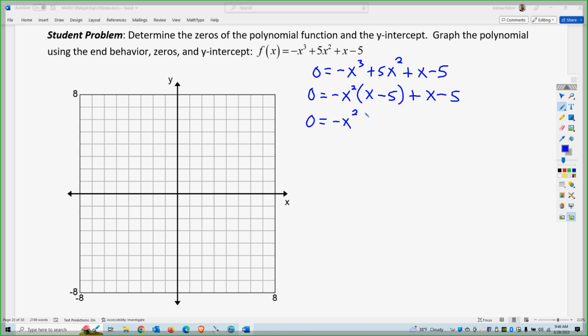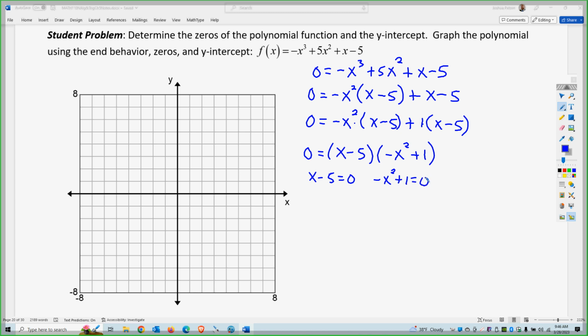So what I also notice is I can take out just a common 1 out of the second two, because you always want to put them into groups and see what they have in common. If they're prime, like the last one, they just have 1 in common. So they have an x minus 5 binomial in common between the two groups. So I'm going to factor out an x minus 5. So I'm going to be left with negative x squared plus 1. So that is the factored form. So x minus 5 is equal to 0, and negative x squared plus 1 is equal to 0. So x is equal to 5.